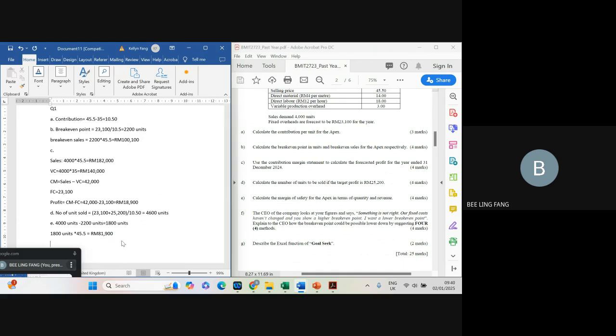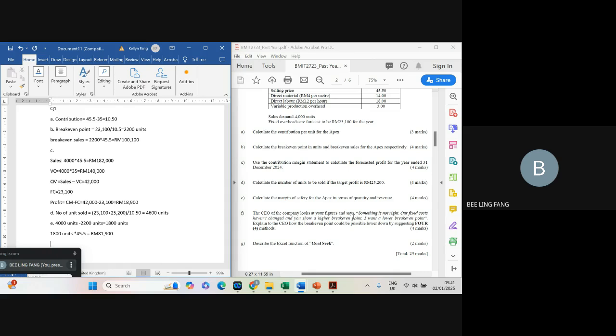Okay, that means the difference. So if the CEO of the company looked at your figure and says something is not right, our fixed costs haven't changed and you show a higher break-even point, I want a lower break-even point. Explain to the CEO how the break-even point could possibly be lowered by suggesting 4 methods. So one method, 1 mark. So you can give any relevant method.